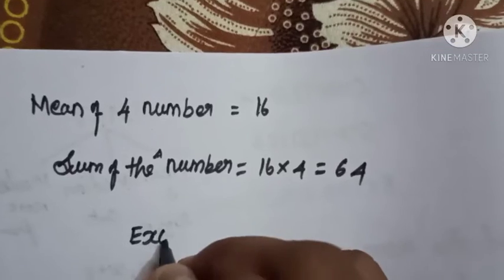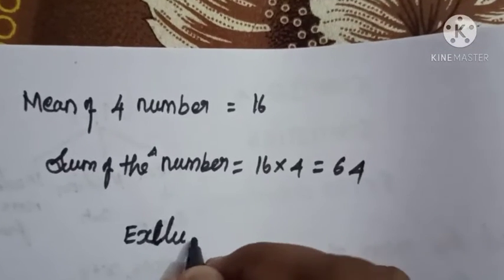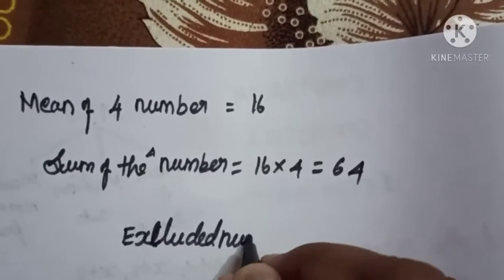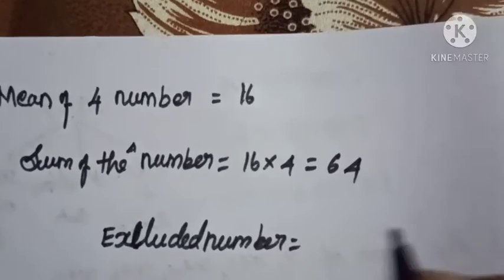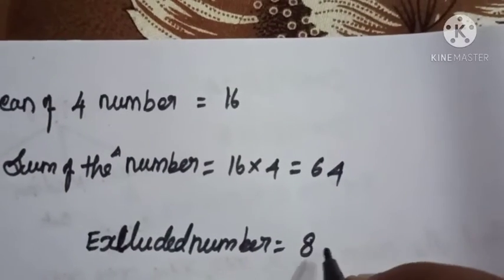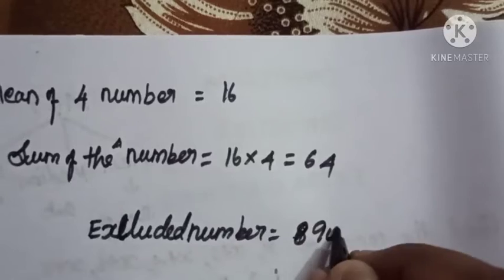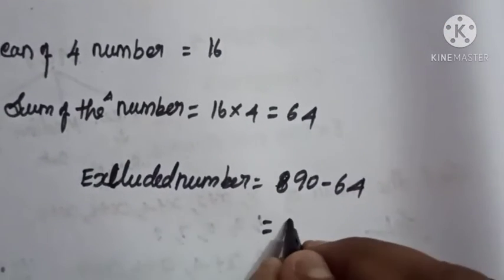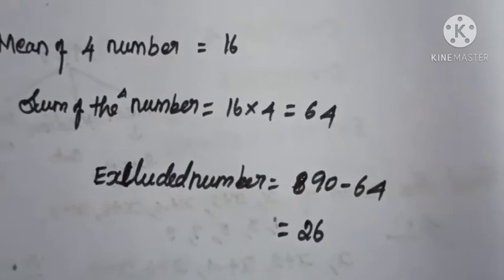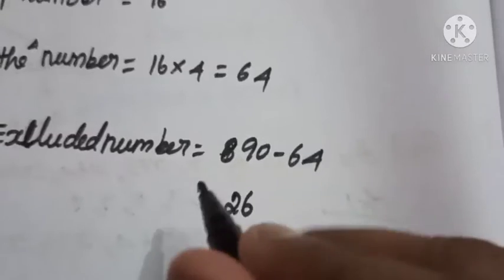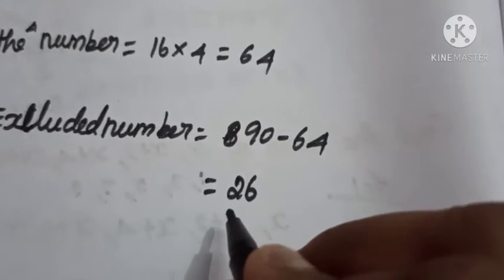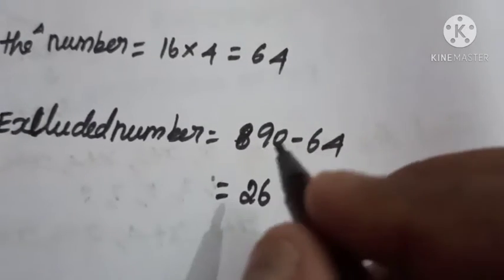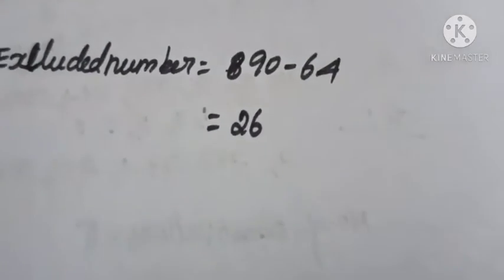The excluded number is equal to, we need to take the sum of the whole thing, that is 90 minus 64, you get 26. So 26 is the excluded number.